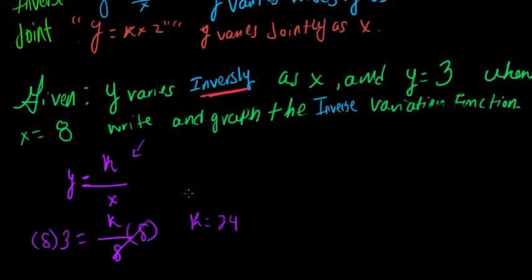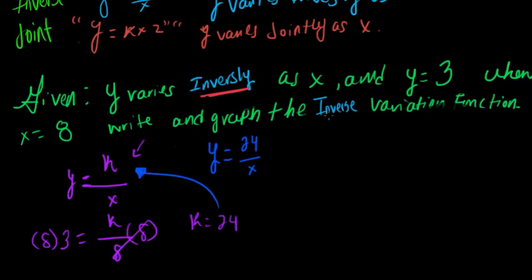So in order to write the inverse variation function equation, all we have to do is just substitute for k. And they'll have it, because this is enough information to tell me the relationship between x and y when x is equal to a number and also when y is equal to a number. So this will look like this: y is equal to 24 over x. Okay? So this is the variation function here.